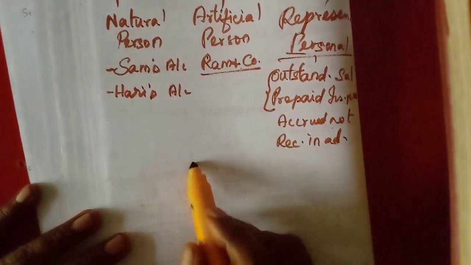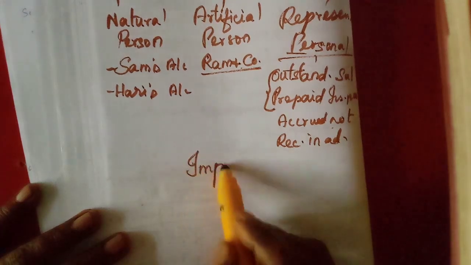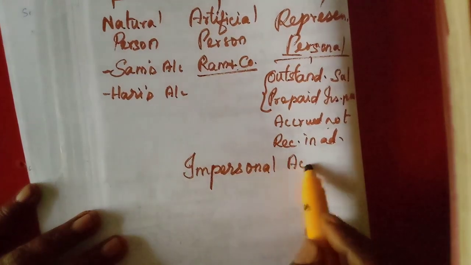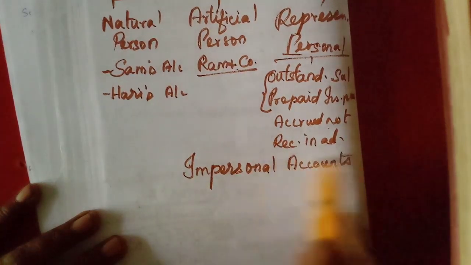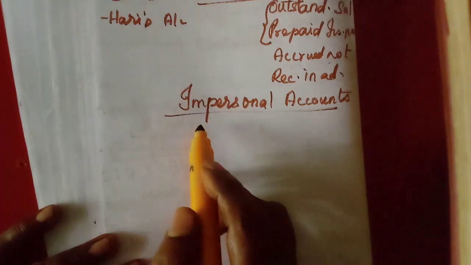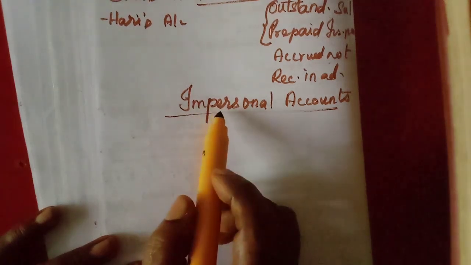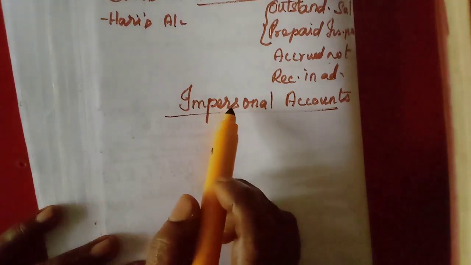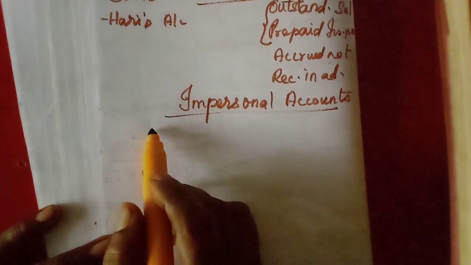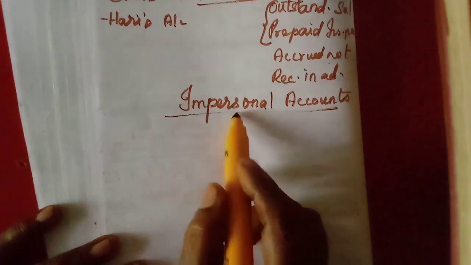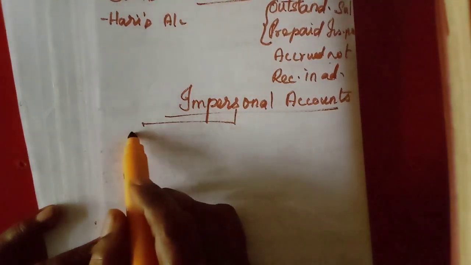Now we will learn the impersonal accounts. You have to read this one. It is given in the deleted portion, but we should know the types of accounts. An impersonal account is not a person. It does not affect a person's account. That is called an impersonal account. Here it is again divided into two: real account and nominal account.